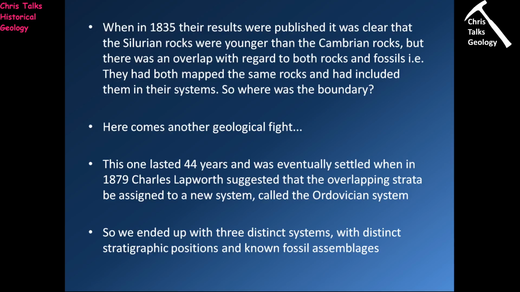So when in 1835 their results were published, it was clear that the Silurian rocks were younger than the Cambrian rocks, so the Silurian rocks would sit above the Cambrian rocks in the relative timescale. But there was an overlap. The problem was the two gentlemen had actually gone and mapped the same rocks. And so what had happened is they had both included them in their own systems. And this was a bit of a problem, so that actually led to a 44-year-long argument.